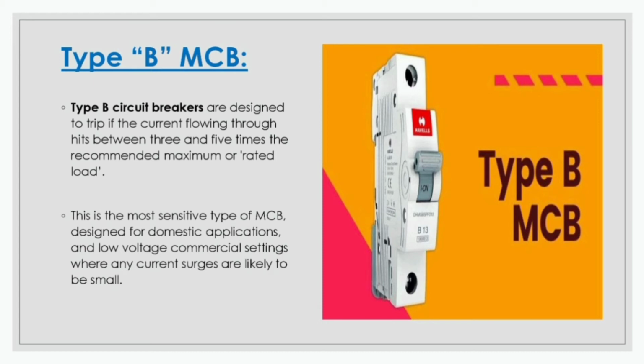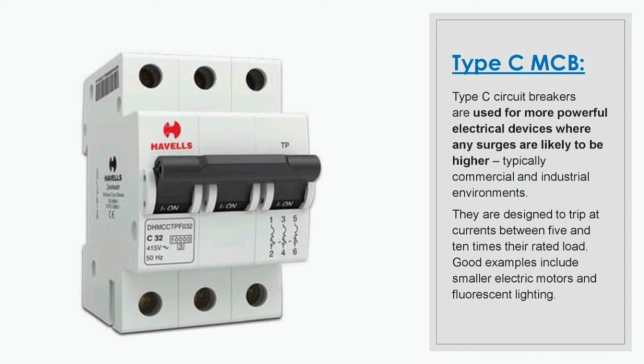It will take the same current, same power. That means if they have a rating of 4 amps, it will take only 4 amps in the starting as well as in the running. It will take only 4 amps. So we will use B type MCBs for heating things, resistive loads. Different types are available, like 4 pole, 3 pole, 2 pole.